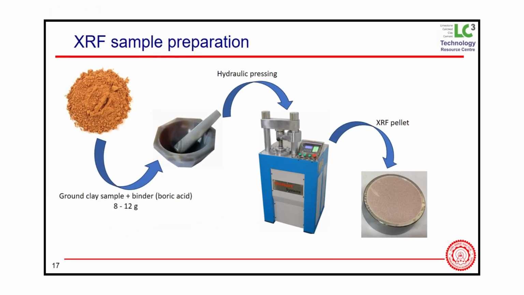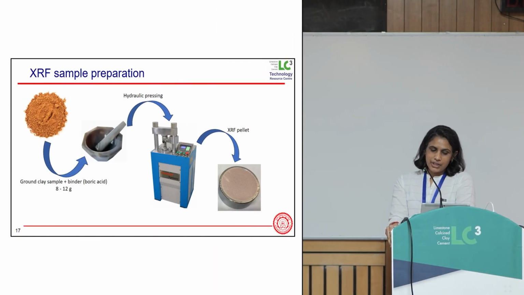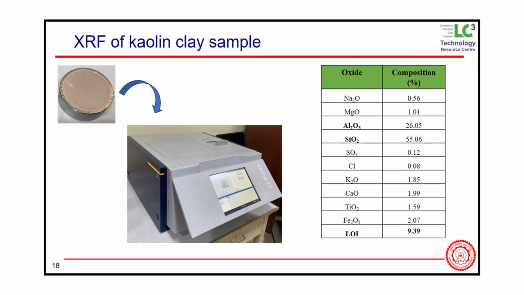So how do we use this technique in our lab? First is sample preparation. The ground sample is mixed with a binder. In our laboratory, we generally use boric acid. You may use some other; there are some glycolic materials also used. This is followed by the preparation of the pellet using hydraulic pressure. This XRF pellet will be placed in the X-ray machine, which will provide us the elemental composition of the sample.